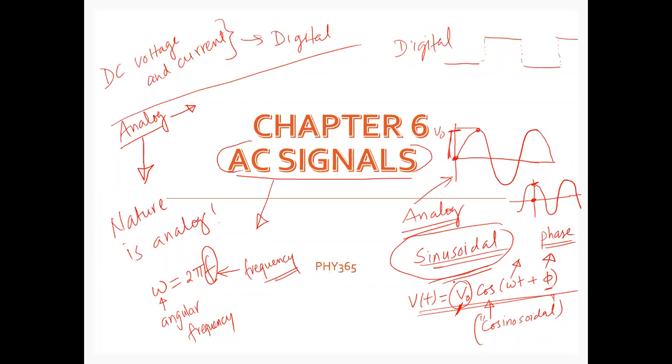If you add V0 and also negative V0, in magnitude, what is the total length here? V0 plus V0, which is 2 V0. This is called peak to peak voltage.